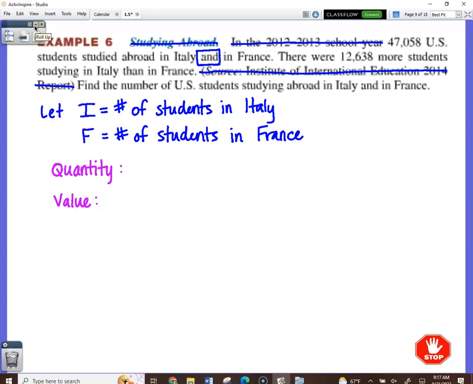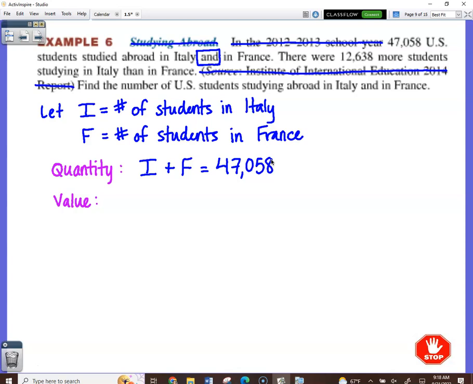Or you can say we have a total. Quantity could also be total. You could write the word total there. What is the total number of students abroad in this? And that's the total across how many countries? 2. So I plus F equals 47,058. Right?